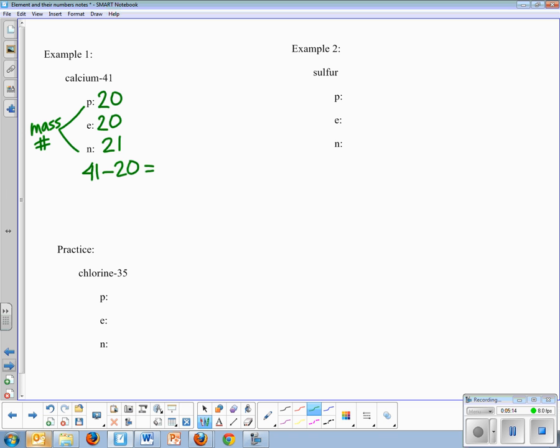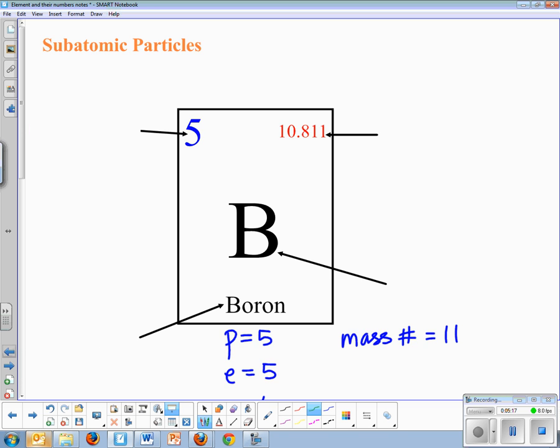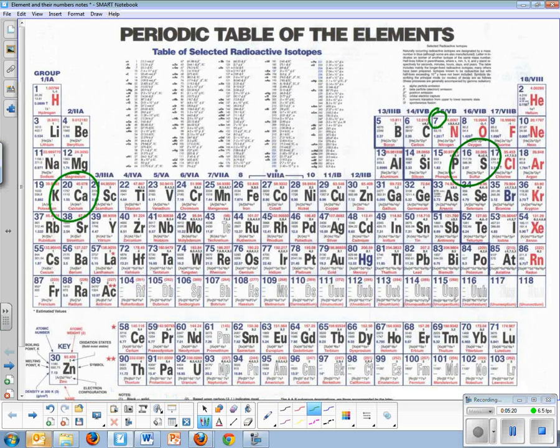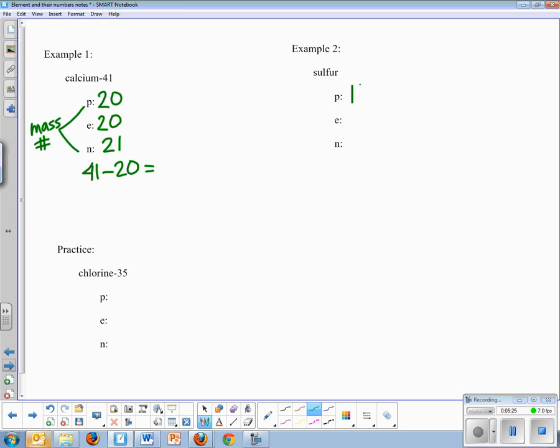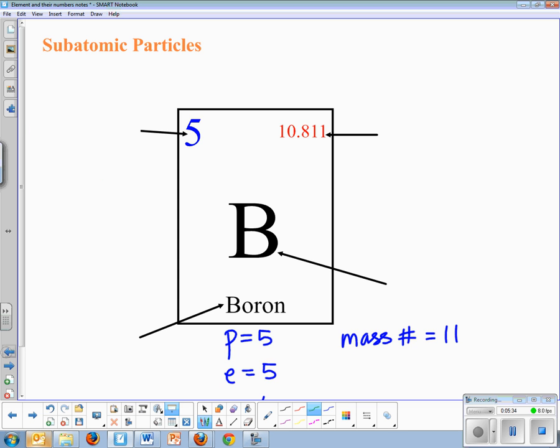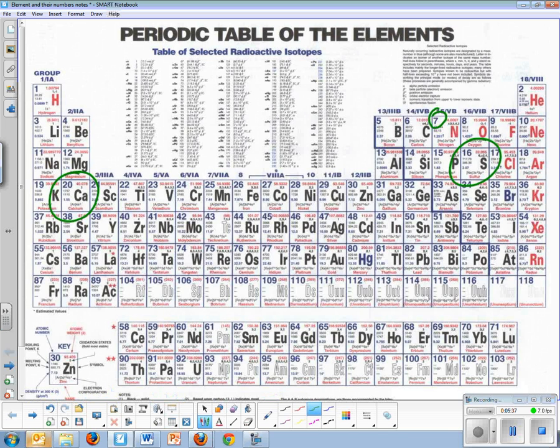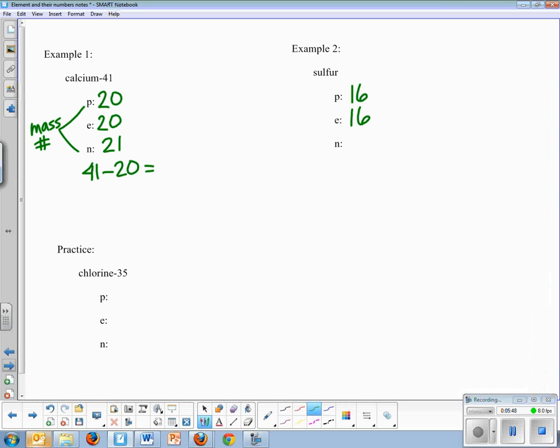All right, let's do sulfur now. So on our periodic table, we find sulfur. Sulfur is right here, so our atomic number is 16. So I go back, protons 16, electrons 16. Now neutrons, I don't know the mass number. When I don't know the mass number or the neutrons, I have to round my atomic mass to the nearest whole number. So here for sulfur, it's hard to read on here, but look on your periodic table. It should say 32.065. So I'm going to round that to 32. So this would be 32 minus 16, which would be 16 neutrons.